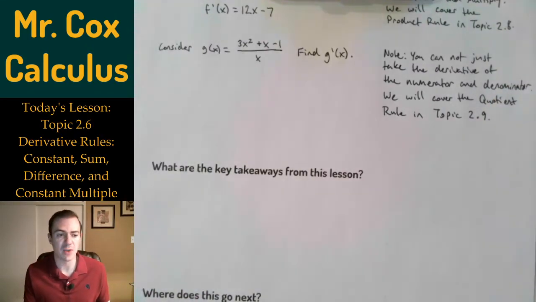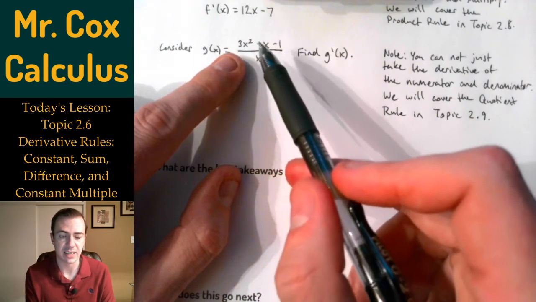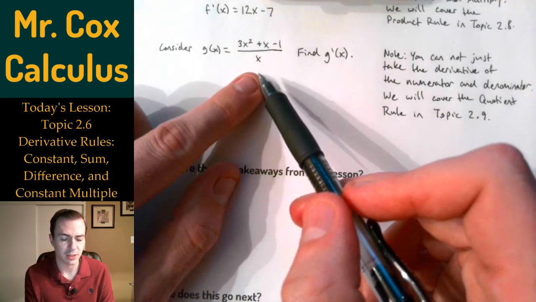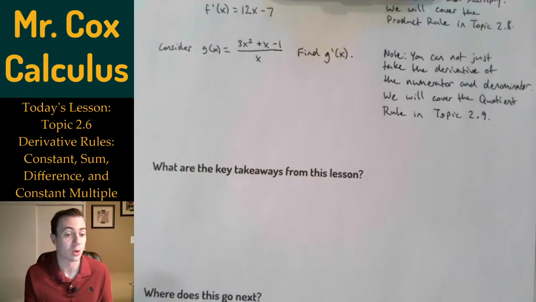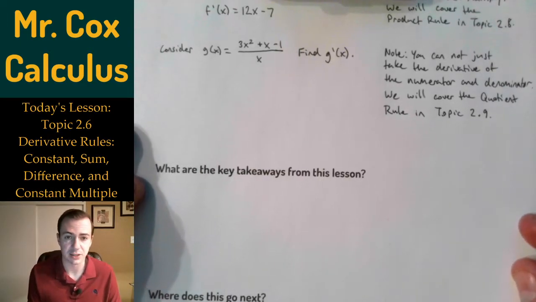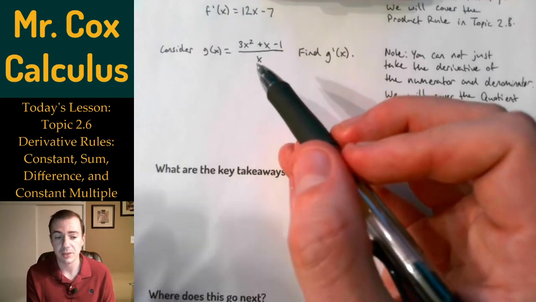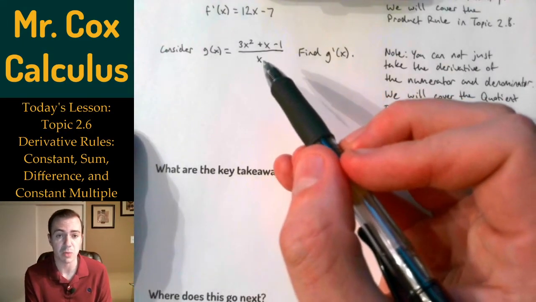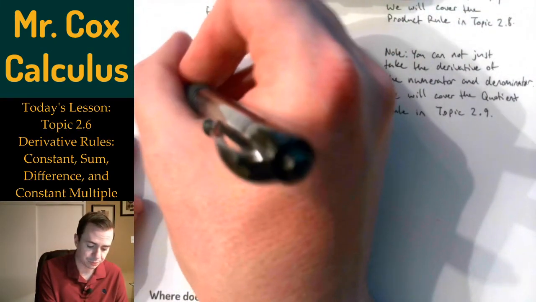So it's coming up very quickly on the horizon, but what I can't do is say, hey, the numerator's derivative is 6x plus 1, the denominator's derivative would just be 1, so the derivative is 6x plus 1. It's not going to work out that way, as we'll see when we actually take its derivative. But because I have a single term in the denominator, and this only works when you have a single term in the denominator, I can actually rewrite g of x.